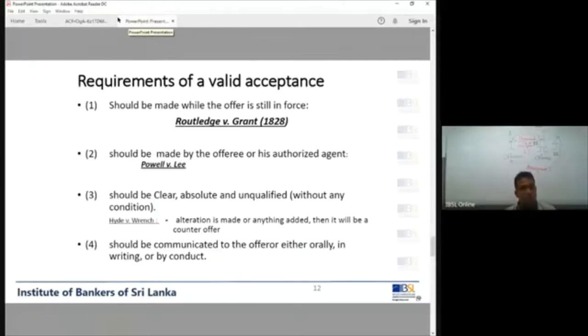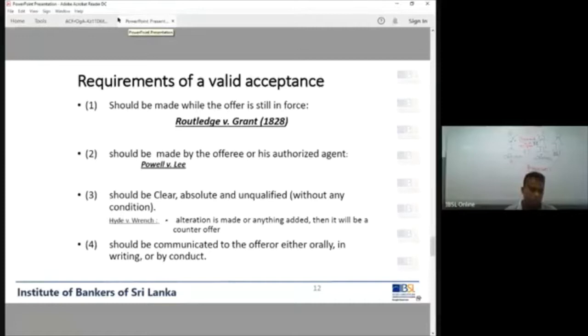Now, what is the offer? Offer means the promise made by the offeror to the offeree. When we are making an offer, we put conditions 1, 2, 3. Likewise, we put conditions, so the offeree has to accept all the conditions. However, when we are making an acceptance, that acceptance has to be very clear. For example, if we are accepting an offer, we have to clearly say we have accepted the offer.